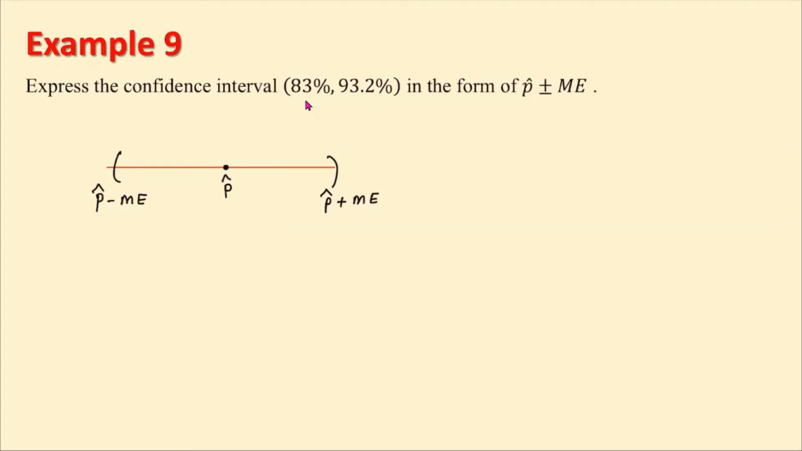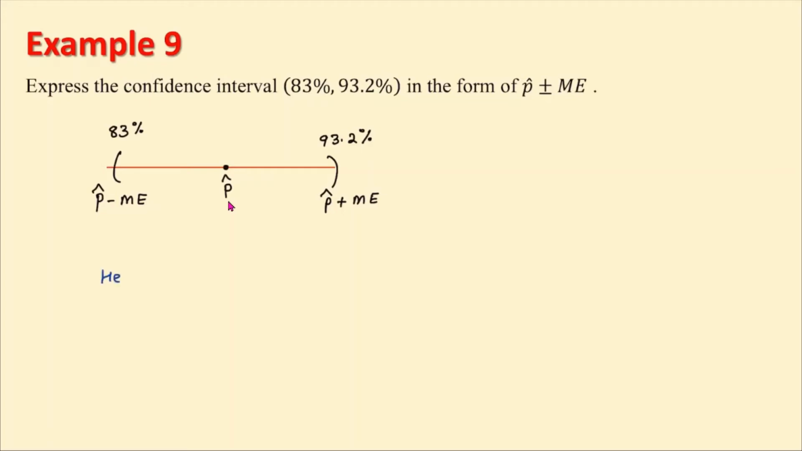They have given the endpoints. The endpoint here is 83%, and the endpoint on the other side is 93.2%. Now we need to find the value of p hat and the margin of error. So let's first find this p hat.